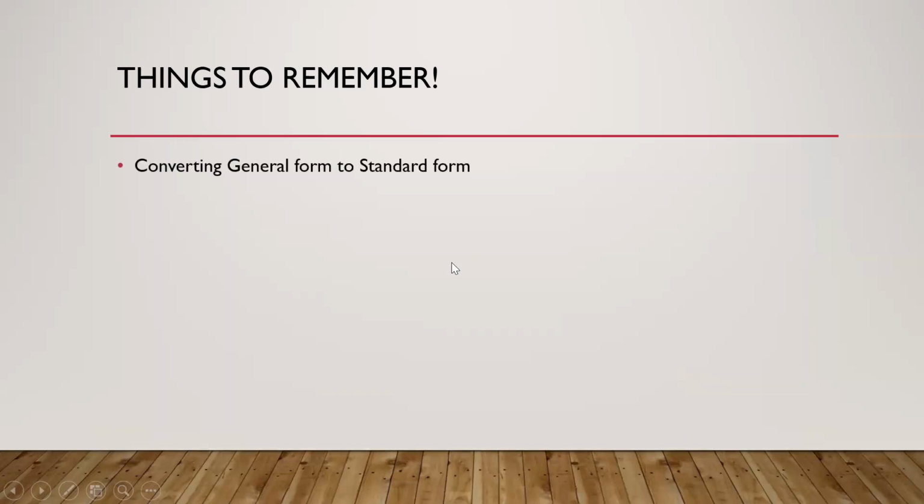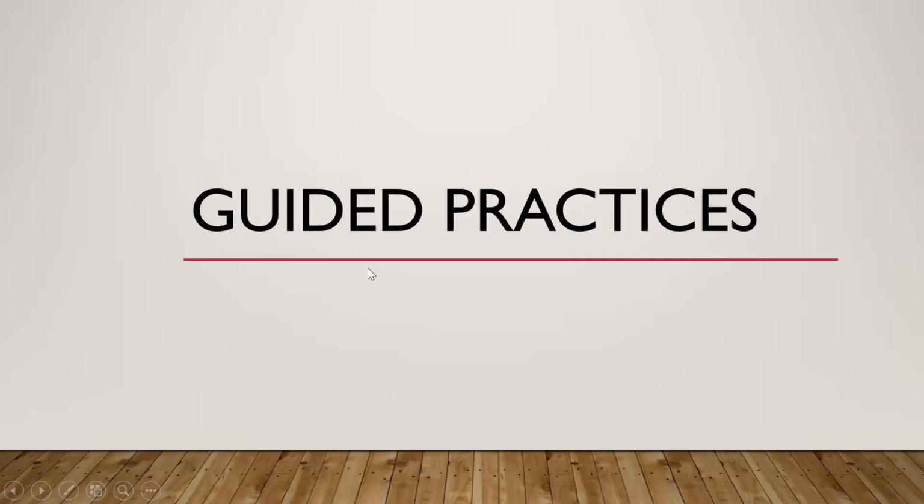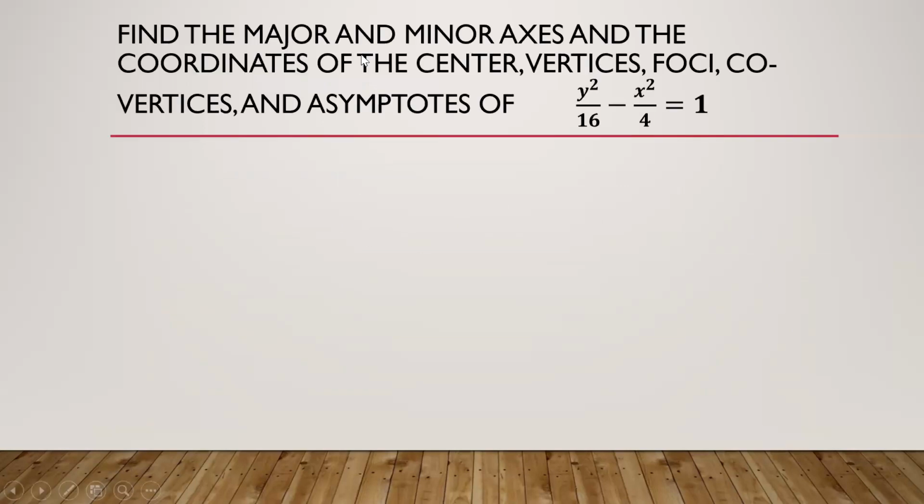Next, let's remember how to convert general form to standard form. So let's begin with our guided practices. Find the major and minor axis and the coordinates of the center, vertices, foci, covertices, and asymptotes of y squared over 16 minus x squared over 4 equals 1.